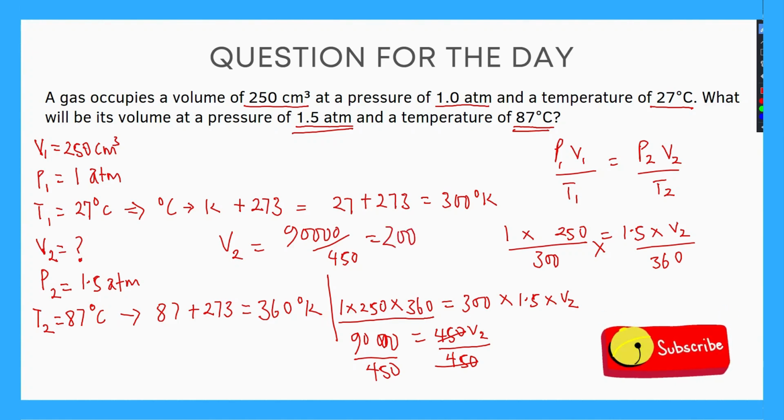Now, what is the unit? Remember, we're dealing with volume, and volume in this case was measured in cm cube. So we have 200 cm cube as our final answer. So over here, we can just come here to identify it to be 200 cm cube. I'm sure you saw how every step was taken. So for questions that involve volume, temperature, and pressure, we use the combined gas equation.